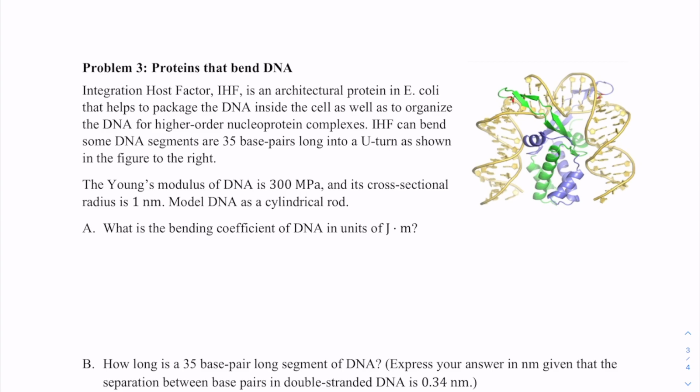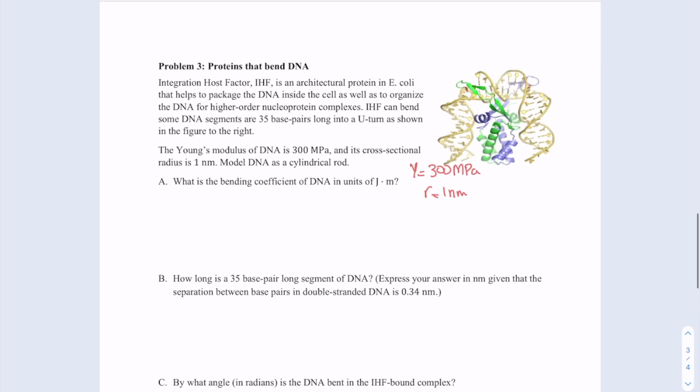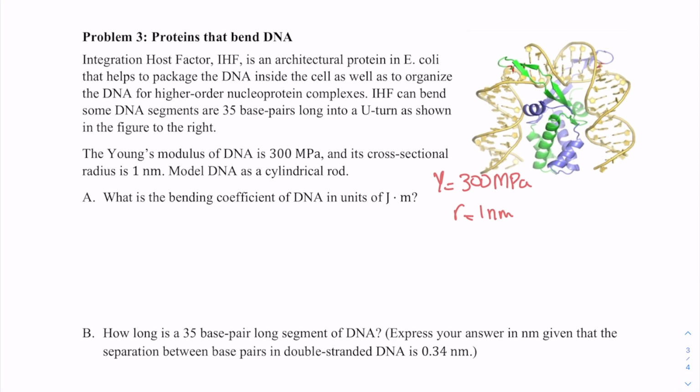Okay, cool. So we have DNA segments 35 base pairs long. Young's modulus is 300 megapascals. Radius is 1 nanometer, and once again we'd have to convert that to meters. Then we're going to go through parts A through F here real quick. So, what is the bending coefficient? Remember from the last problem, the bending coefficient is pi over 4 times Young's modulus times the radius to the 4th.